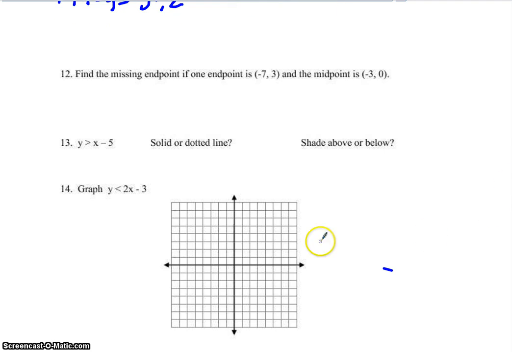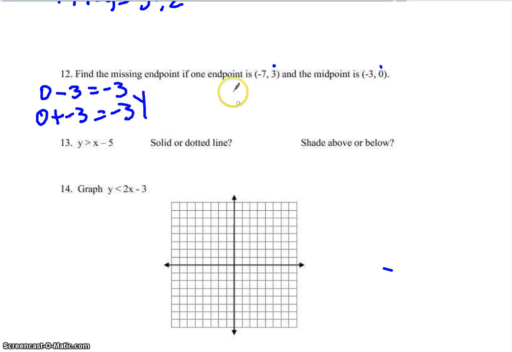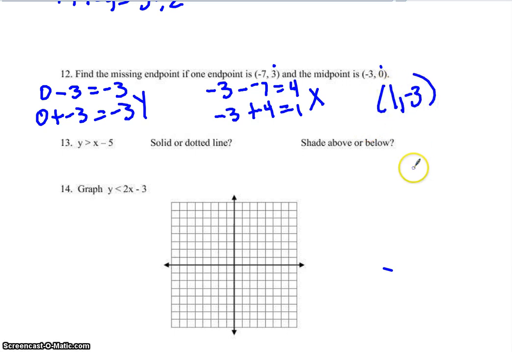For number 12, you're finding the missing endpoint if one endpoint is (negative 7, 3) and the midpoint is (negative 3, 0). So you're going to say 0 minus 3 equals negative 3. And then you take what you get and add it back to that midpoint. So 0 plus negative 3 is equal to negative 3. That is your y value. Then you're going to say negative 3 minus negative 7 is equal to 4. So negative 3 plus 4 is equal to 1, and that is your new x value. And so your other endpoint is (1, negative 3).